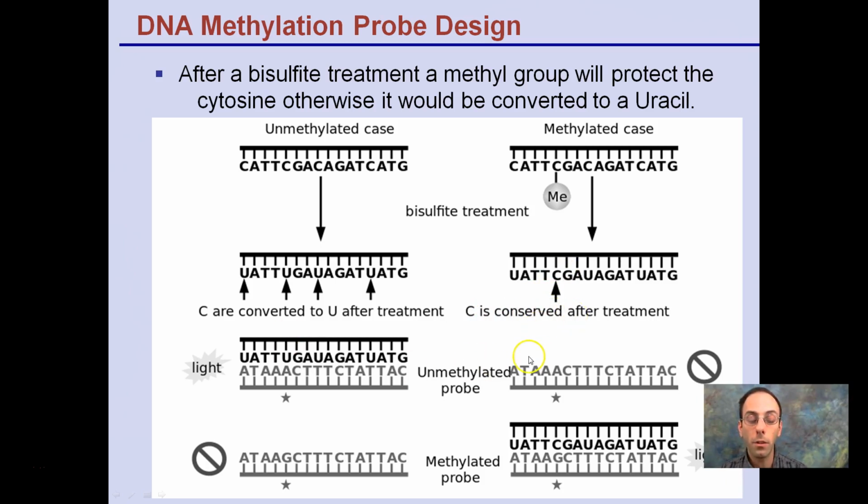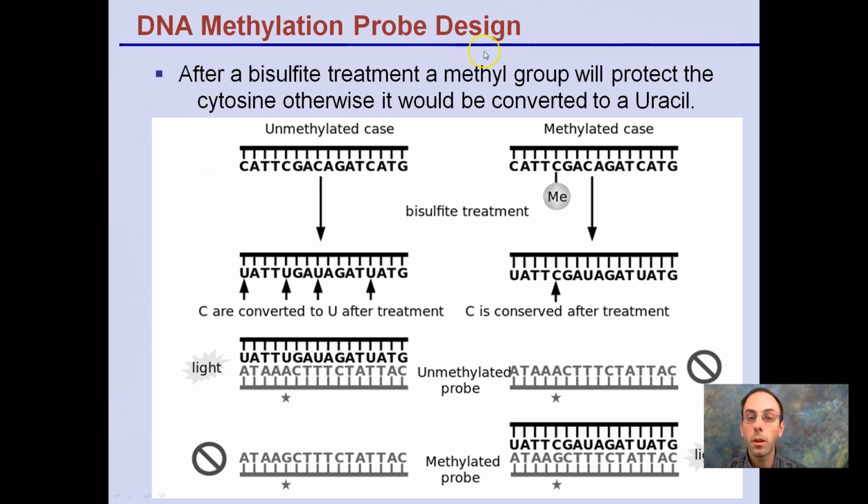Then you would add a probe and see if it would bind and give off light. In the case of the methylated probe, that G is going to bind with that C, indicating that light is going to be given off. If this unmethylated probe was added, you can see this has nothing to bind to. This A is not going to bind to that C, it's just going to be floating around. In this case it binds, and again the original strain here was unmethylated.